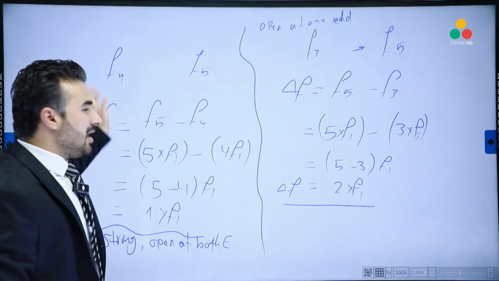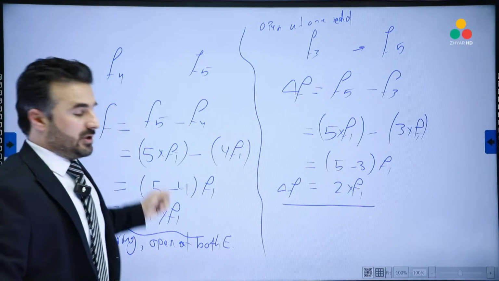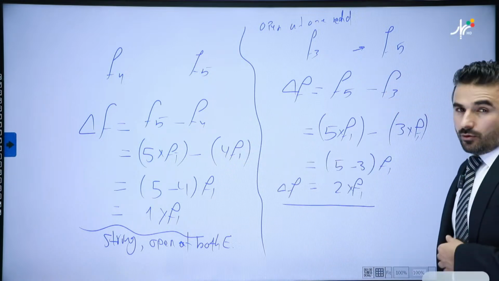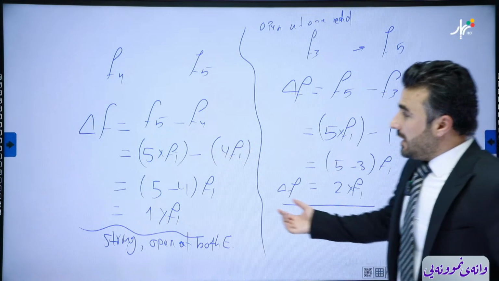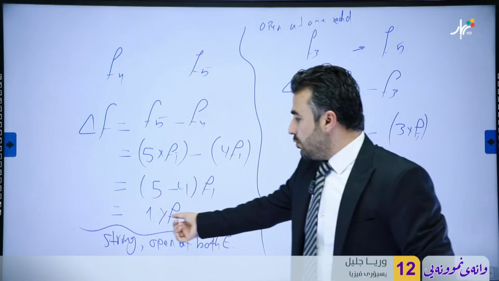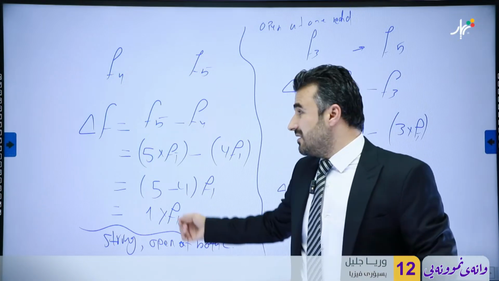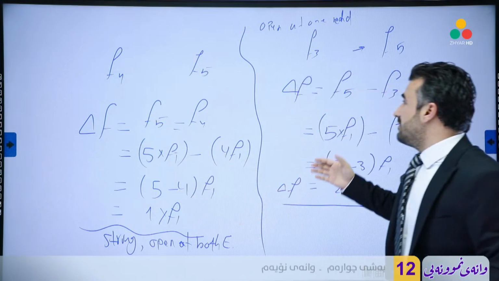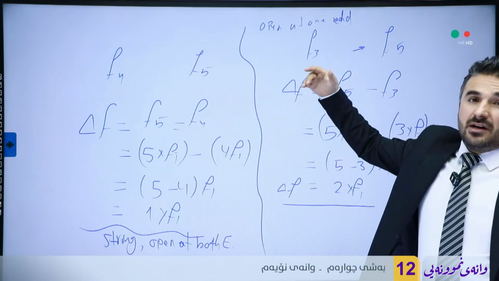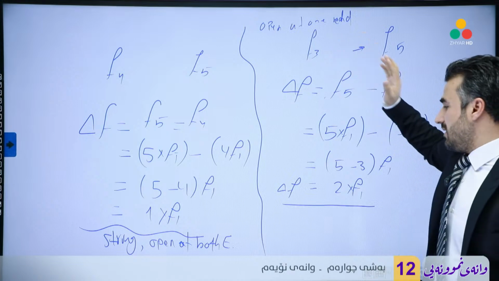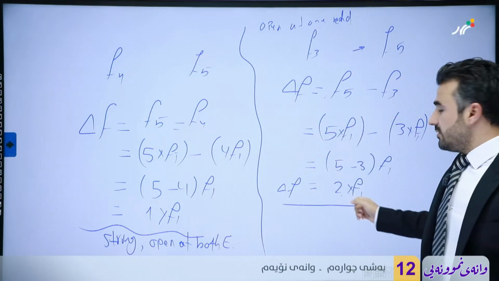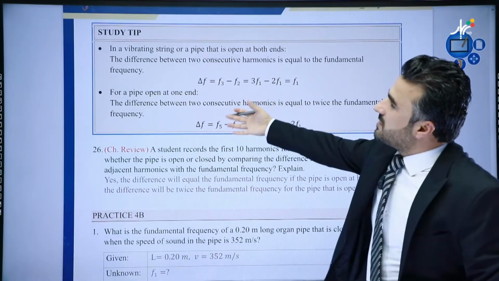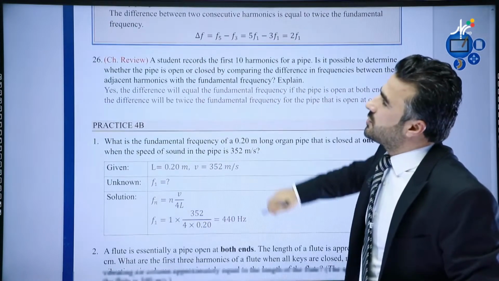So you can see the difference between a pipe that is closed at one end and a pipe that is open at both ends, or a string as well, because these two would be the same in terms of their harmonics. Take a look here: the difference between two consecutive harmonics is 1 times the fundamental frequency. But the difference between two consecutive harmonics in a pipe that is closed at one end is equal to 2 times the fundamental frequency. So this study tip tells you what I have just told you.